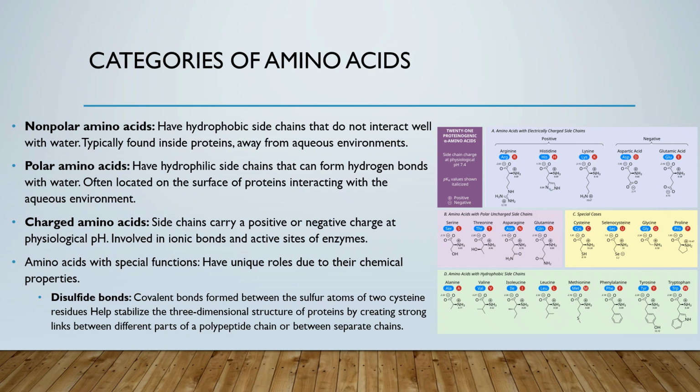Disulfide bonds are covalent bonds formed between the sulfur atoms of two cysteine residues and help stabilize the three-dimensional structure of proteins by creating strong links between different parts of the polypeptide chain or between separate chains.